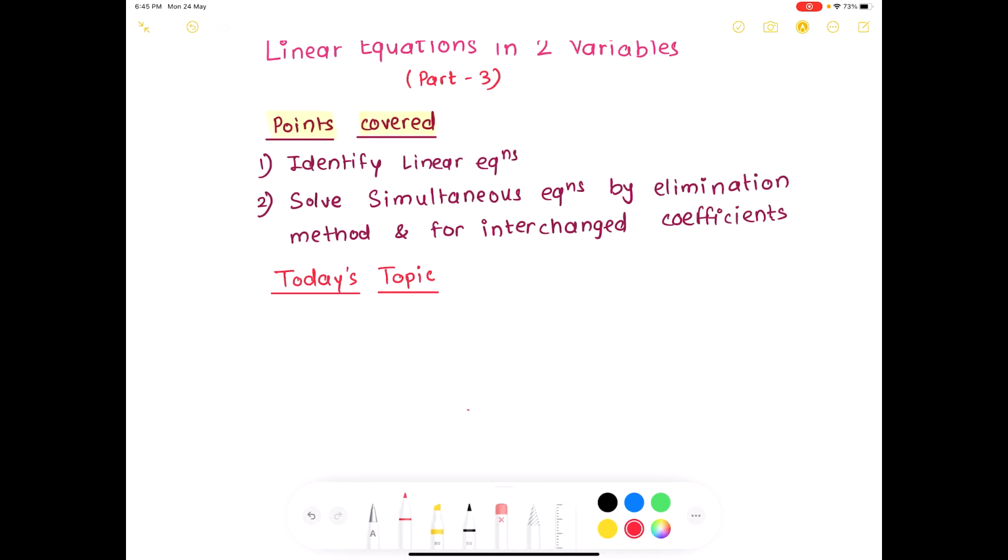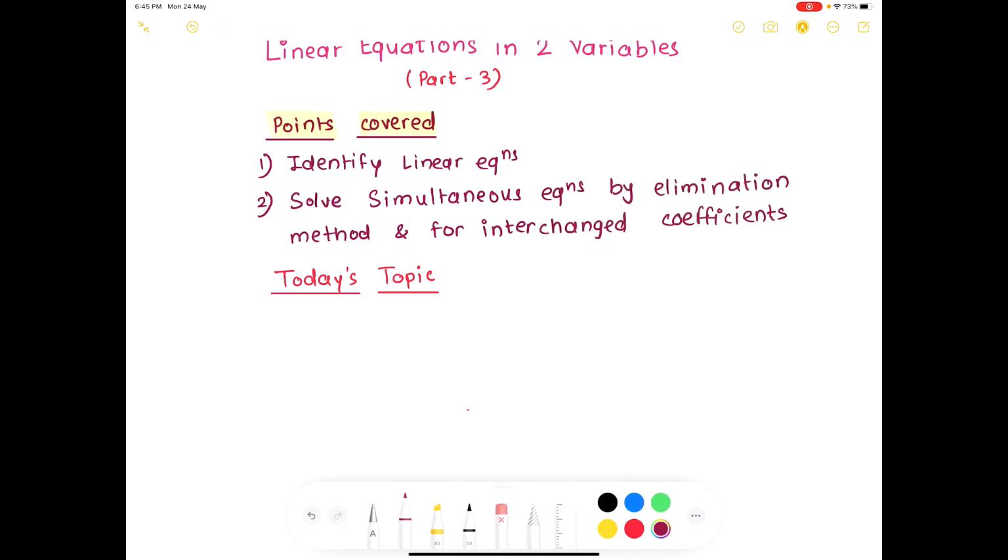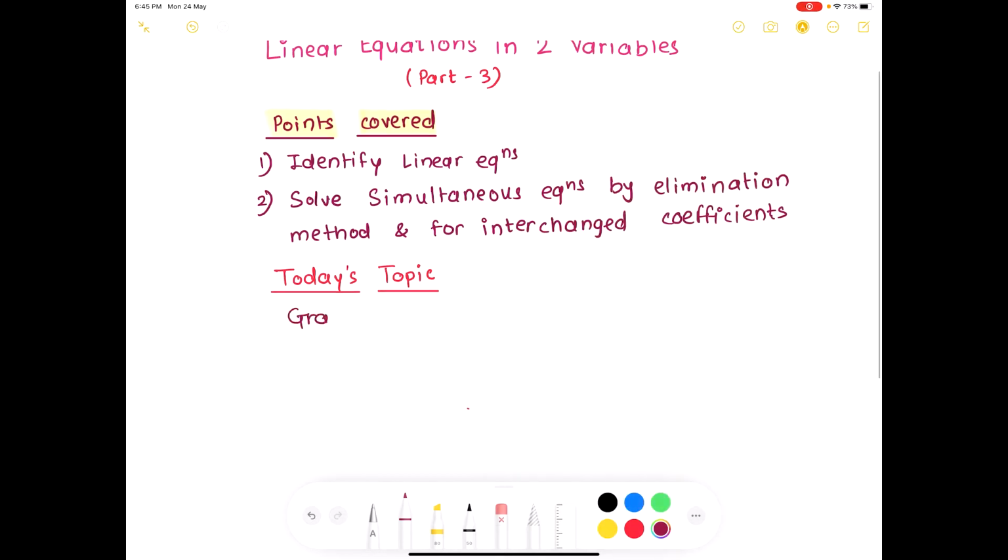What is our today's topic? Okay. So our today's topic is the graphical method. Graphical method means how to solve the linear equations in two variables by using graphs. That is the graphical method.